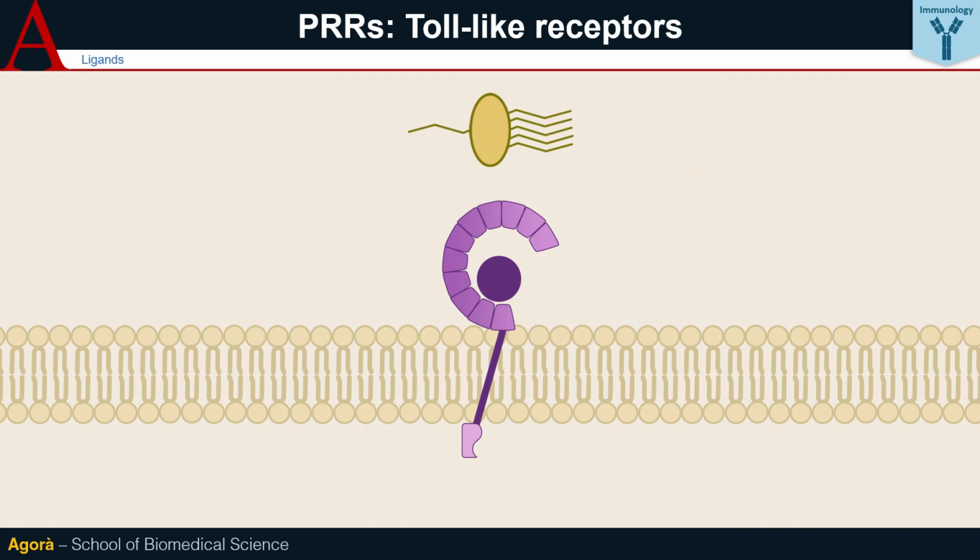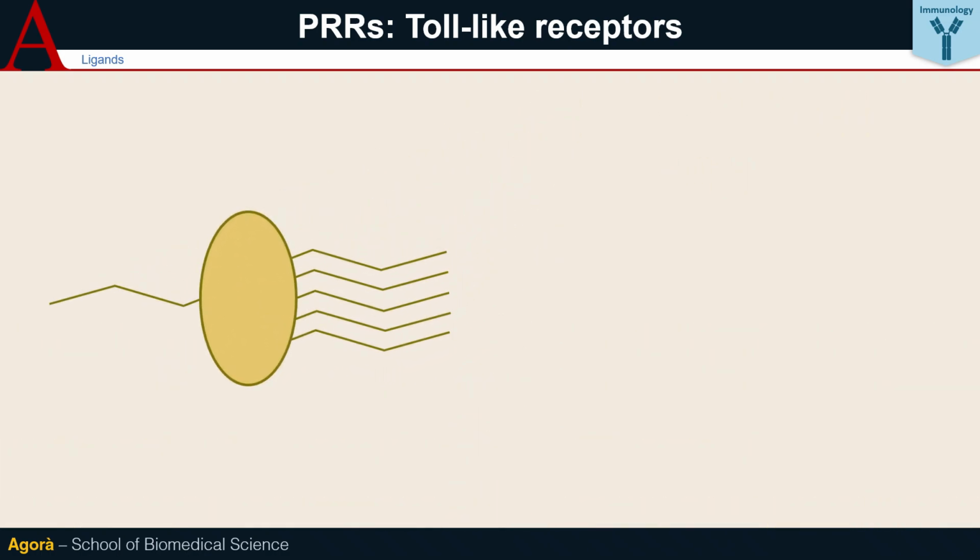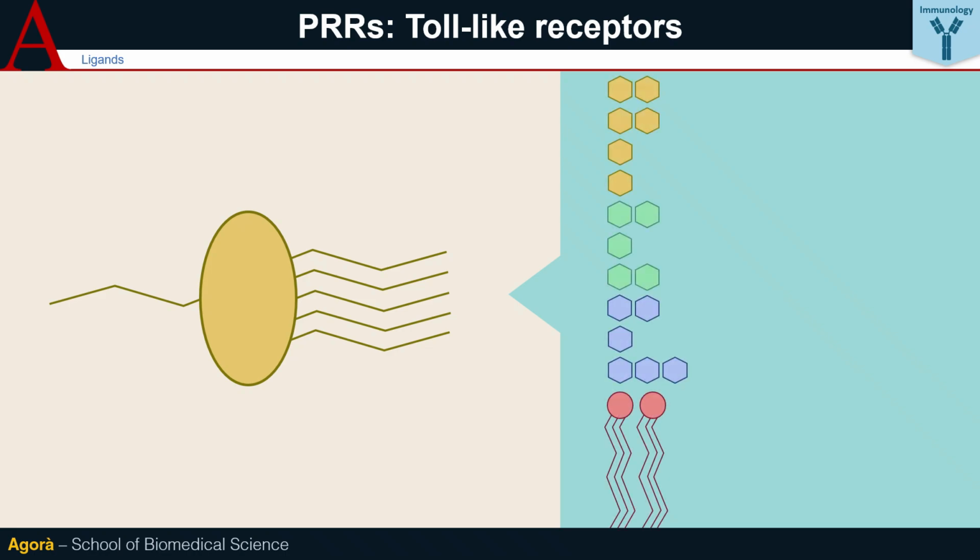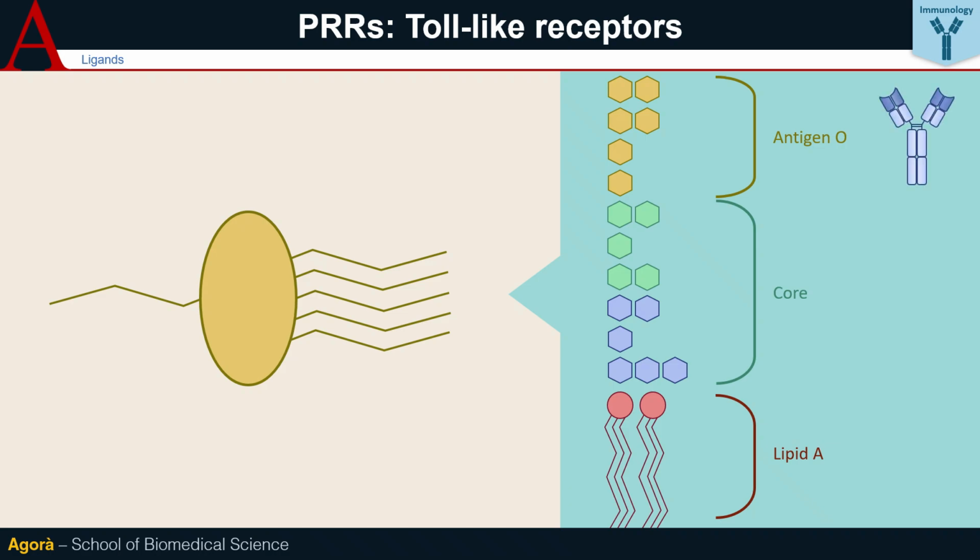Despite variations among different bacteria, LPS maintains a fundamental structure comprising three components: antigen O, core, and lipid A. Antigen O represents the outer section of the molecule, characterized by its polysaccharide nature, and it varies among different strains of the same bacterium. This region, being externally exposed, becomes the target for antibodies. The core, also composed of saccharides, serves as a connection between antigen O and lipid A.